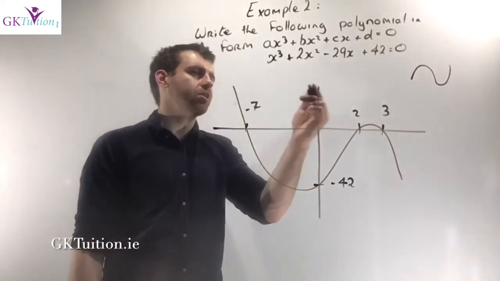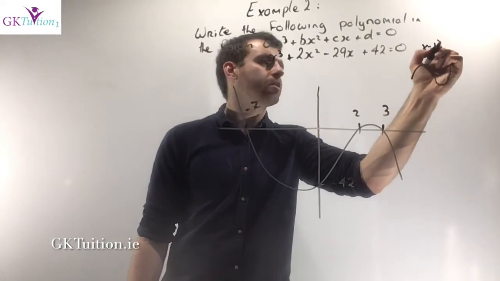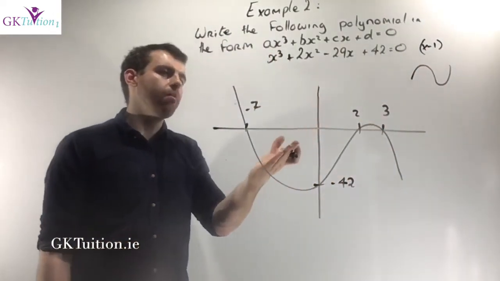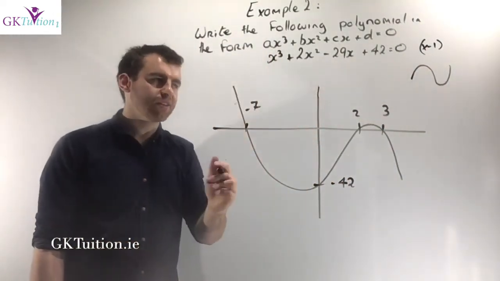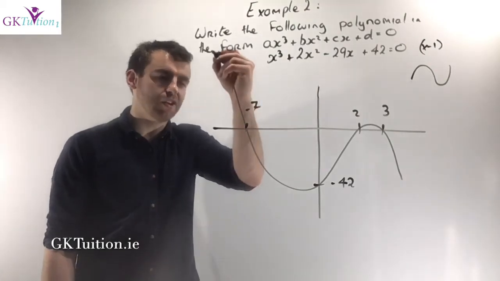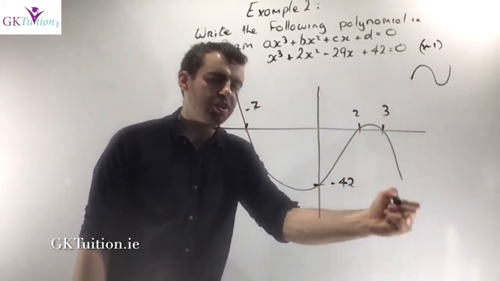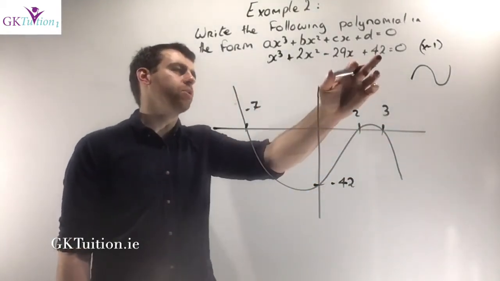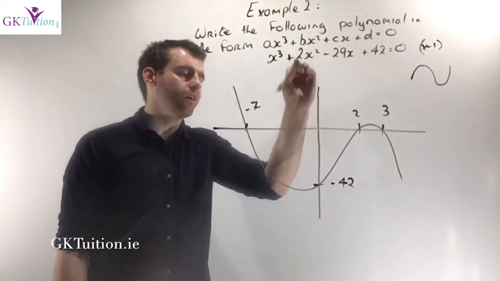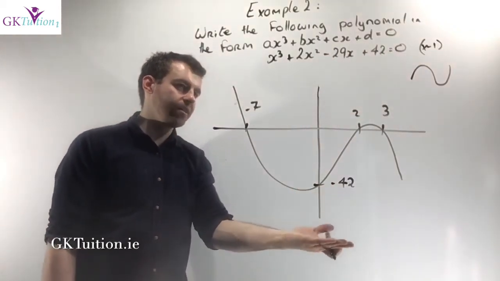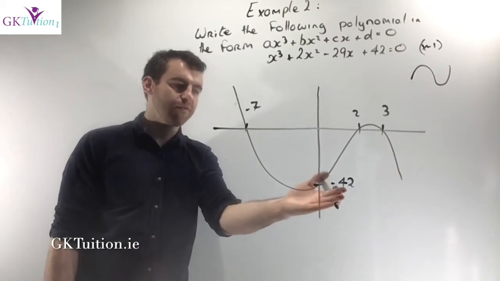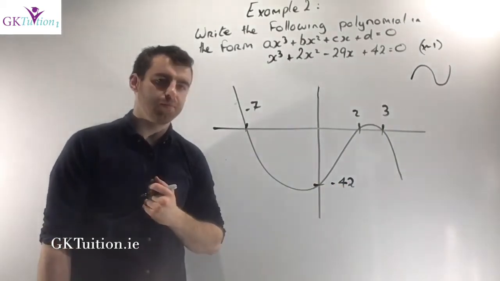So in order to change its shape, I need to multiply it by minus 1. And if I multiply it by minus 1, this will become a minus x cubed, which I know starts as a U shape and then an N shape. And I notice that if I multiply 42 by minus 1, I'll get minus 42, and that adds up because clearly this graph crosses the y-axis at minus 42.